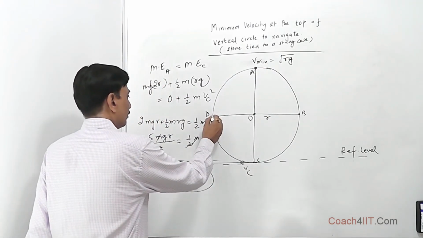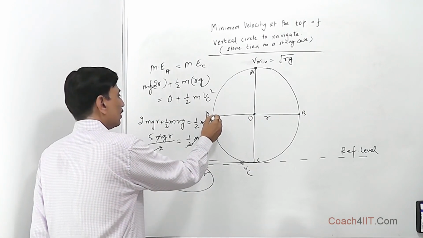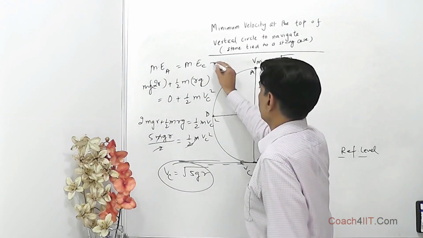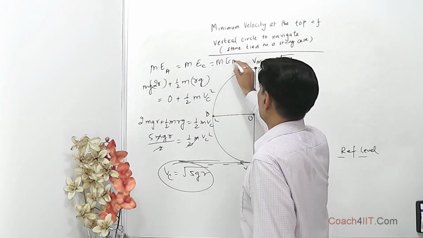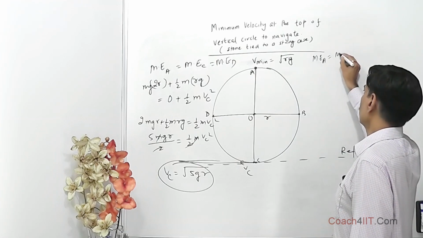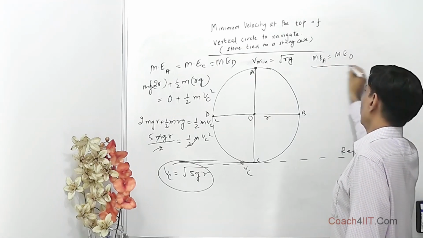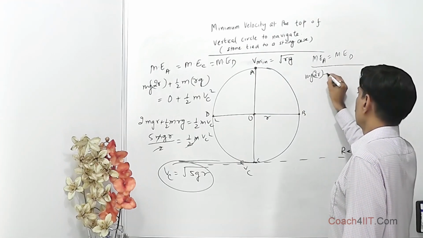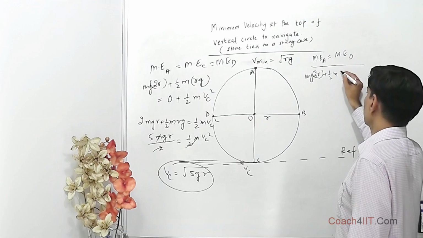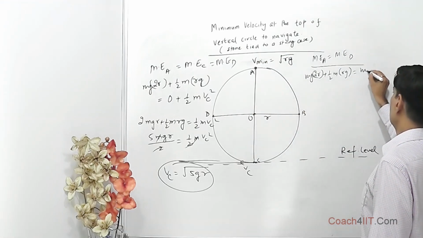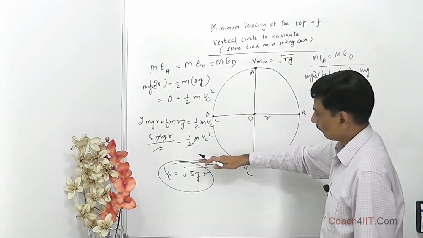If you wish to find what should be the speed at D so that it is able to navigate the circle, then we can find once again, we can put it as equal to MED. So anything we can do, that is ME at A is equal to ME at D. Same way, potential over here, mgh plus half m v square rg is equal to over here potential energy mgh. This is the reference level.